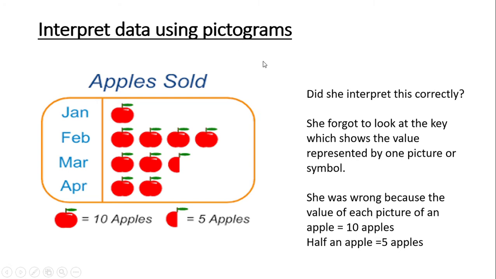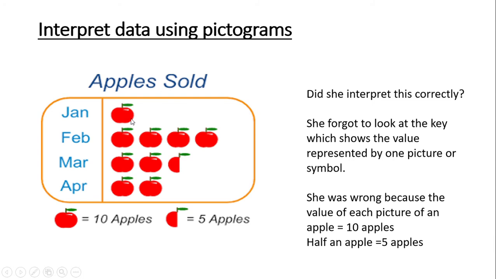So did she interpret this correctly? She forgot to look at the key, which shows us the value represented by one picture or symbol. So 1 apple is not just equal to 1, but is equal to 10. A picture of 1 apple, the value of that is 10 apples. She was wrong because the value of each picture of an apple is equal to 10 apples. So half an apple is equal to 5.